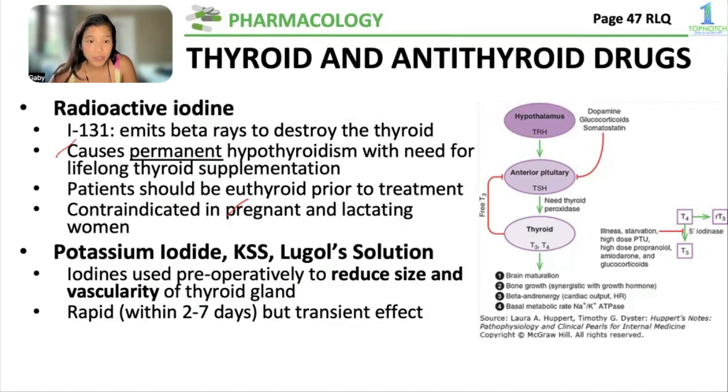We also can give potassium iodide, SSKI, which contains about 50 milligrams of iodine, or Lugol solution, which is also a strong iodine solution. These medications we usually give preoperatively because they have been shown to reduce the size and the vascularity of the thyroid gland. So this will help when we are about to do a thyroidectomy because it reduces the risk of bleeding, and by reducing the size of the thyroid gland, it also makes it easier to operate on.